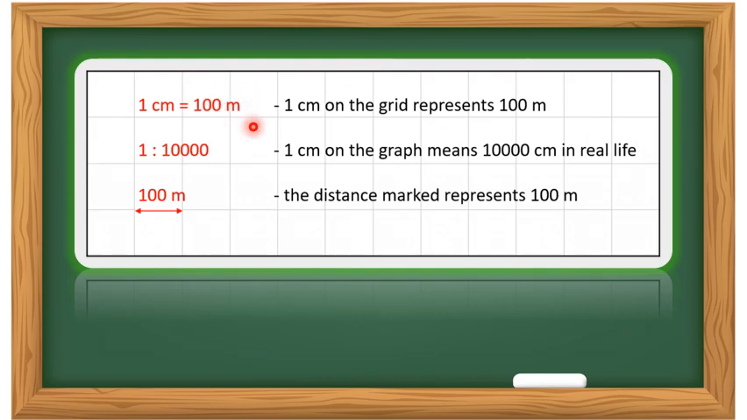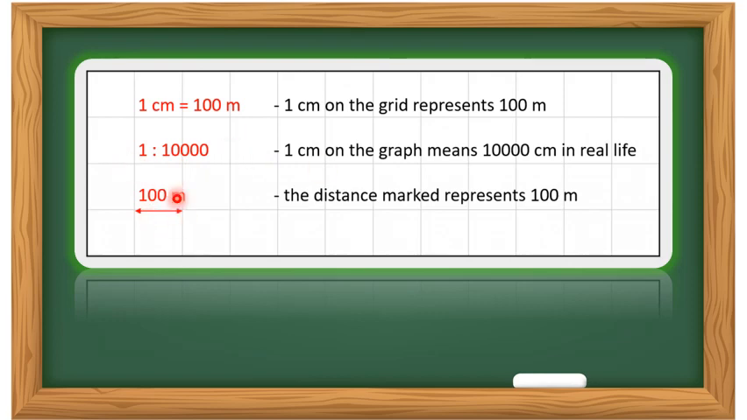The number on the right hand side represents real life. So for example, 1 centimeter on a plan represents 100 meters in real life. If it was 1 centimeter on the plan, it could represent 10,000 centimeters. You'll notice the first one mentions meters, but when you get a situation where it doesn't mention the denomination, then it's centimeters. So 1 centimeter represents 10,000 centimeters in real life. Just remember that: no denomination, then it's centimeters.